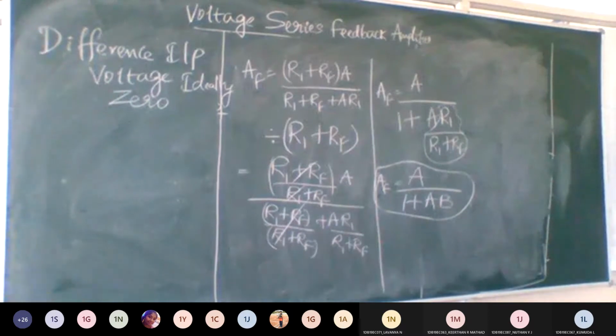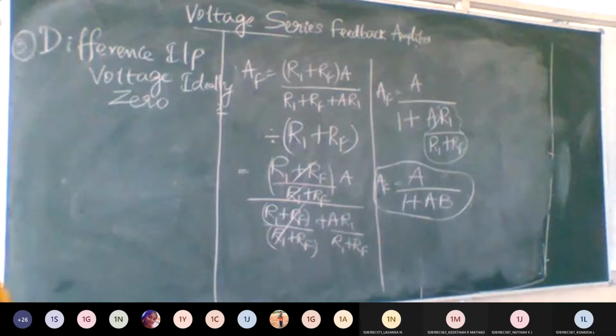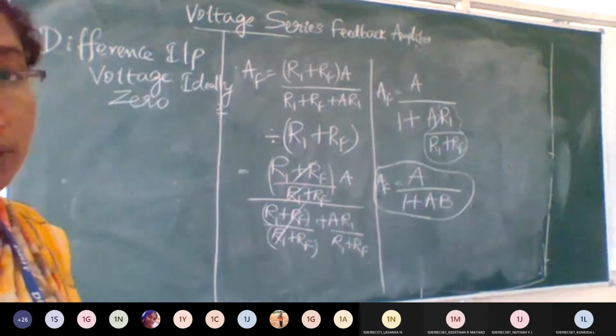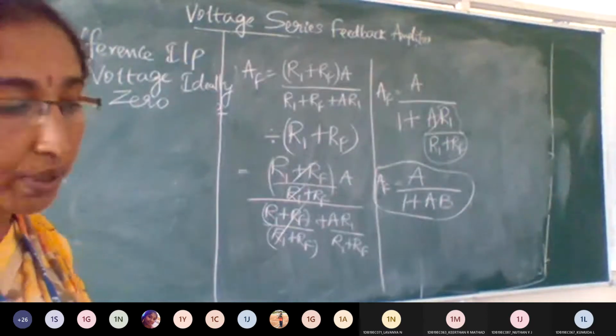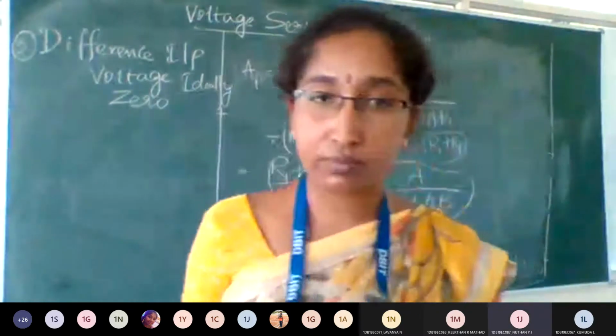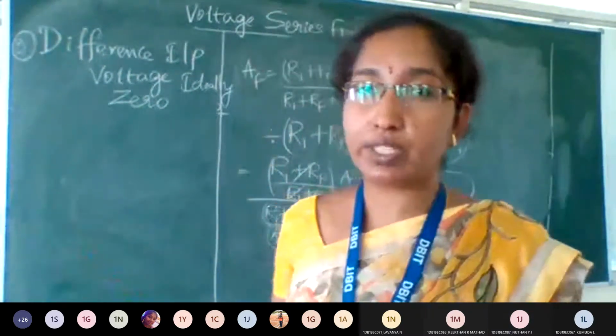Okay, next we'll move on to the third one. Difference input voltage ideally 0. So what does that mean? What will happen to V1 and V2? They will be equal, ma'am. Yes, they will be the same. Then only the difference will be 0.